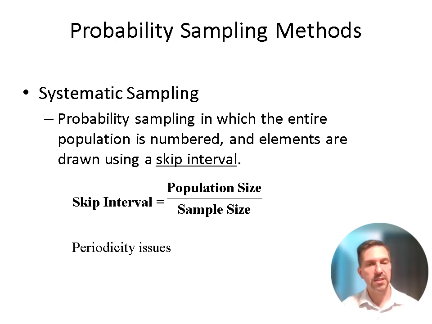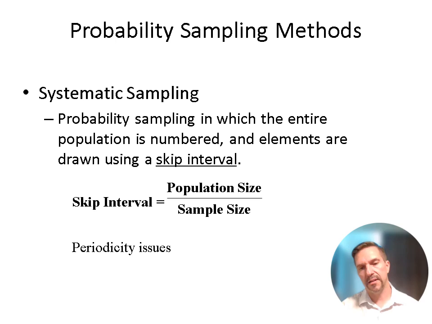Now, the nice thing about this is that it's a very simple way of implementing simple random sampling. The problem is if that list, your sampling frame, has some sort of order to it. So if it's not truly random, what might happen is the people that get selected have a certain pattern behind them, right?